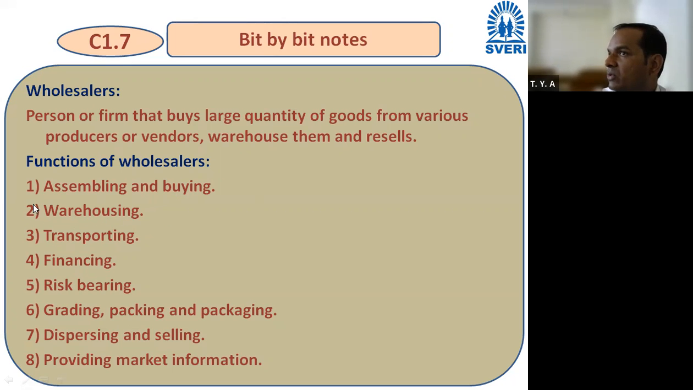Warehousing, so warehousing is nothing but storing the product. Warehousing means what? Storing the product in a big hall, you can say, or in a storage room. Then transporting means what? त्या व्यक्तीकडून घ्यायचं, आपल्या वेअरहाऊसला आणायचं, वेअरहाऊस कडून रिटेलरला पाठवून द्यायचं. So this is transporting. Financing. So financing basically he is financing most of the time to retailers.